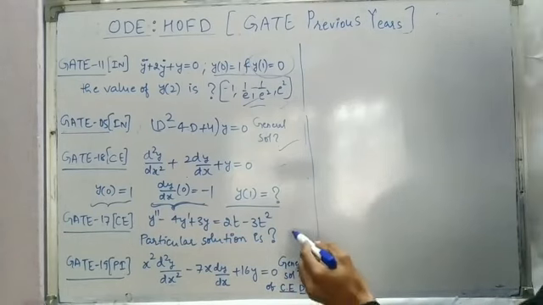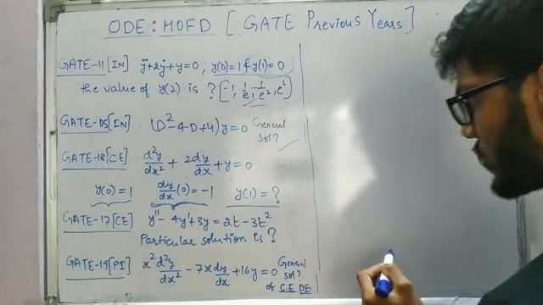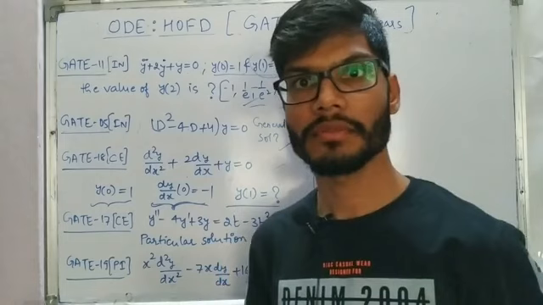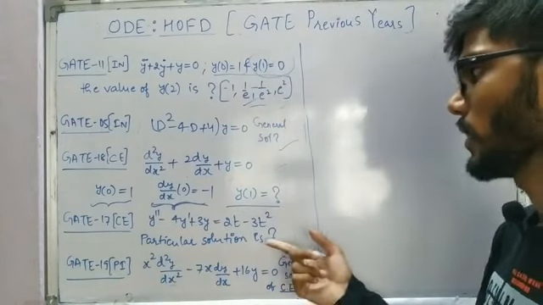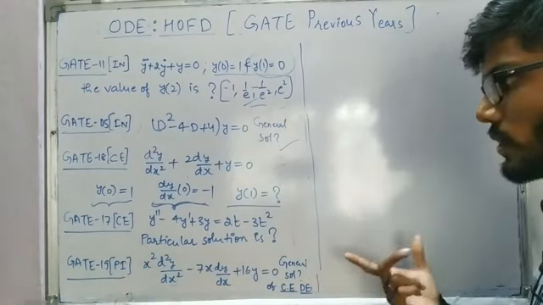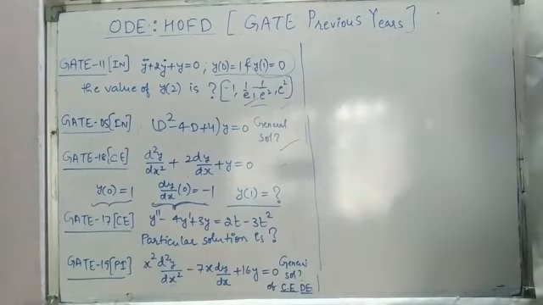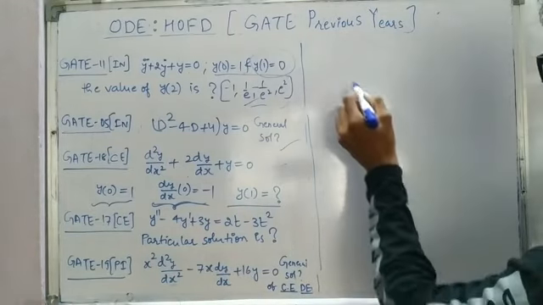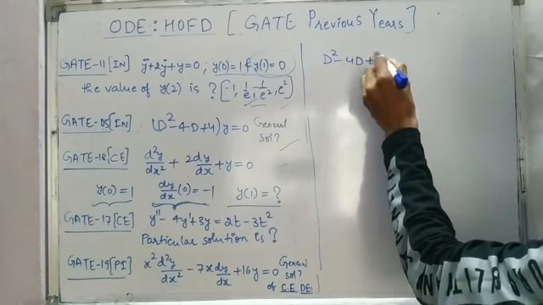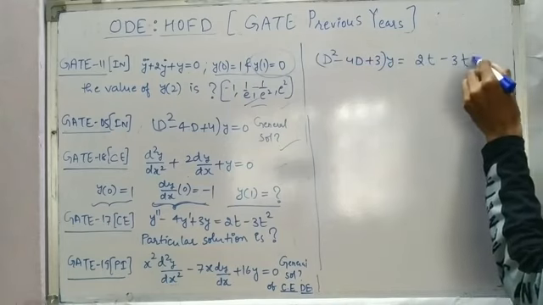And now the fourth problem we have from GATE 2017, again from civil engineering, and we wish to write the particular solution. In the case of homogeneous we have only the complementary function, whereas in the case of non-homogeneous we can have both the complementary function as well as the particular solution. So we have the complete solution, but it is interested only in the particular solution. So we have f of D, which is nothing but D square minus 4D plus 3, into y is equal to 2t minus 3t square.